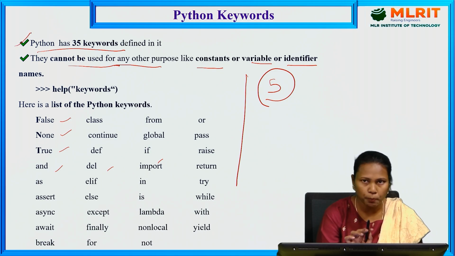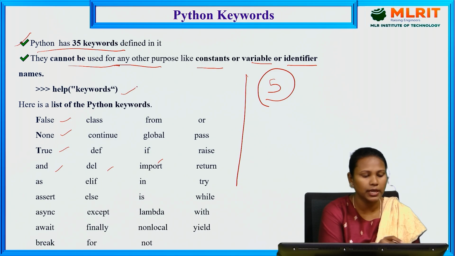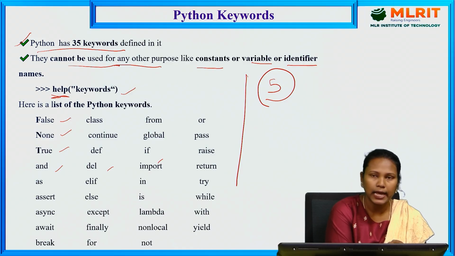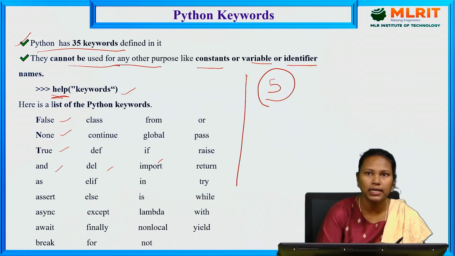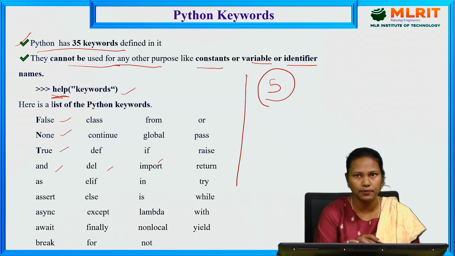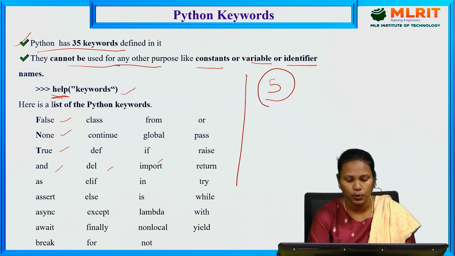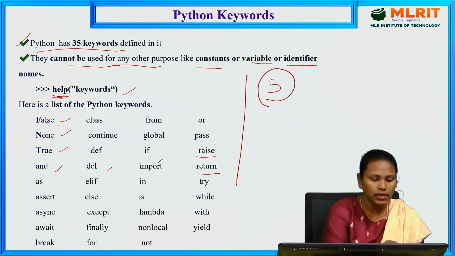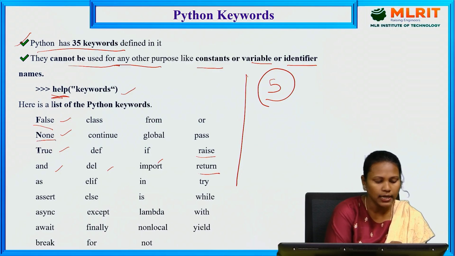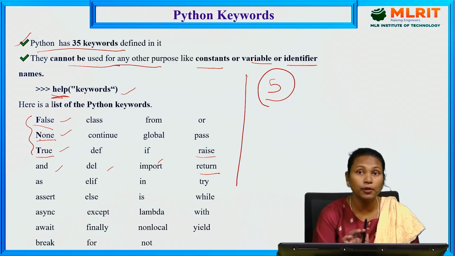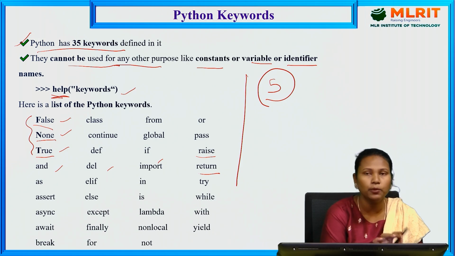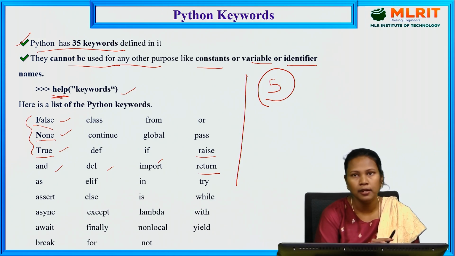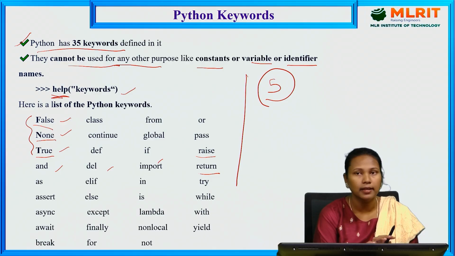If you want to print the keywords list, we can use the help command. With the help of help, it displays all the keywords: help("keywords"). It shows the 35 keywords we are having. Observe that False, None, True, these three words have their first letters capitalized. Whenever you want to use these keywords, you have to write them like this only.